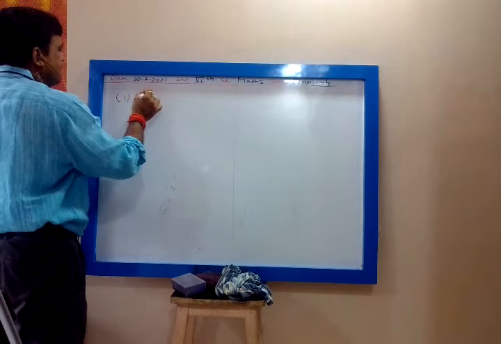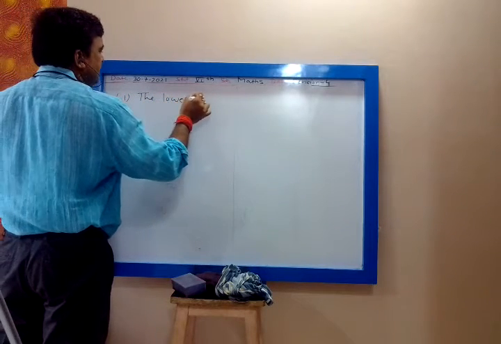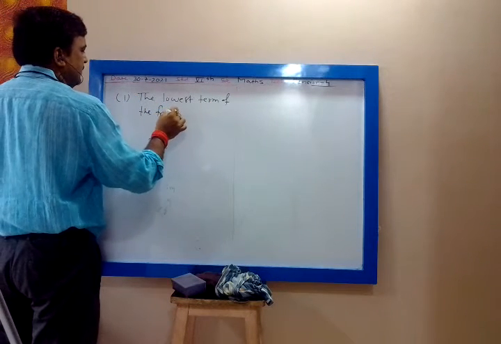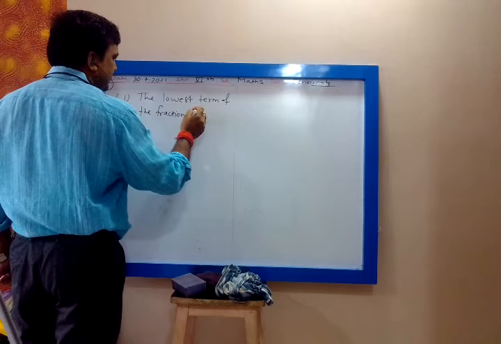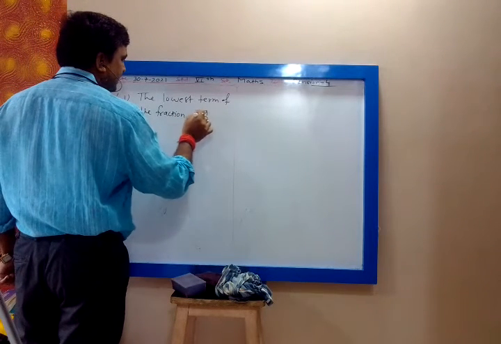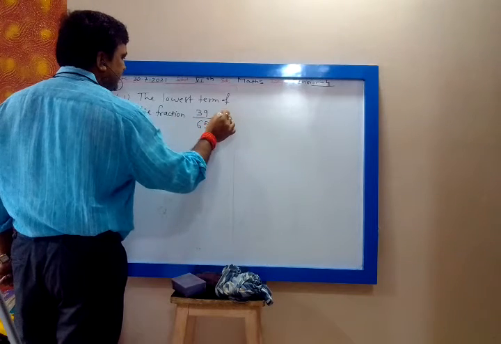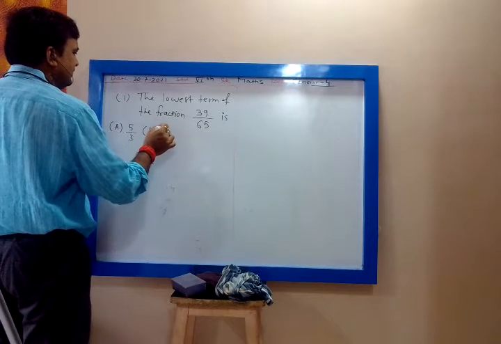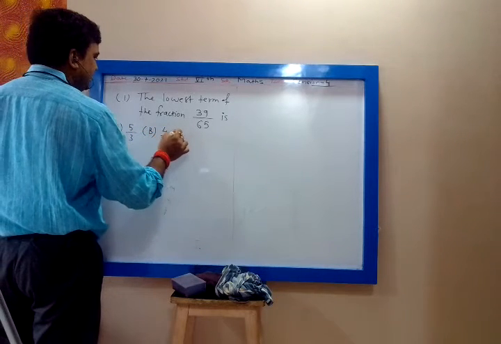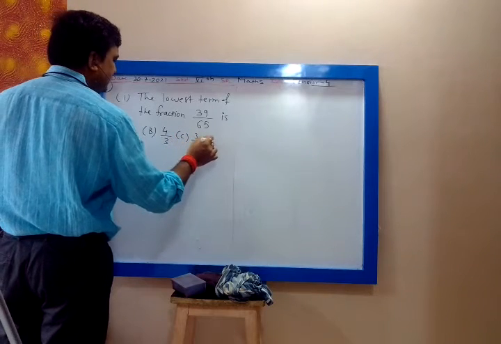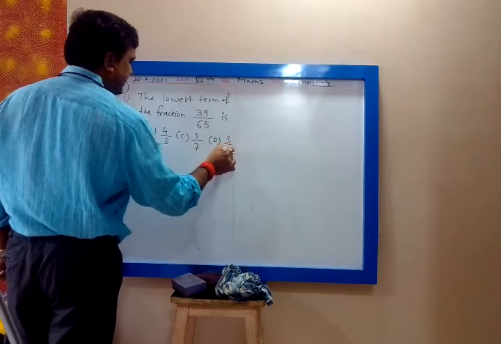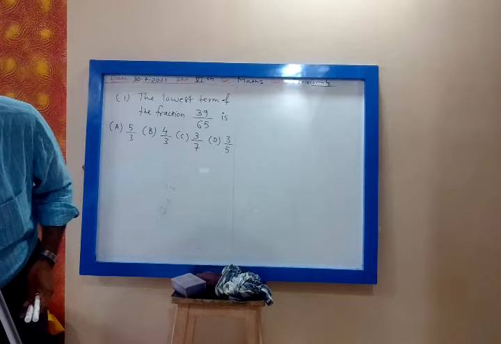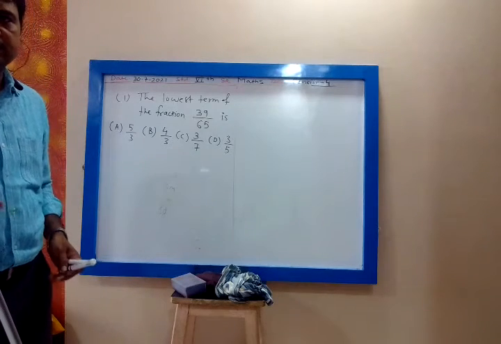The lowest term. First question. The lowest term of the fraction 39 upon 65 is: option A, 5 by 3; B, 4 by 3; C, 3 by 7; D, 3 by 5.